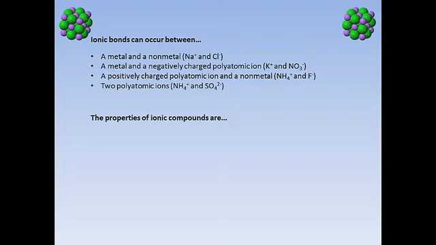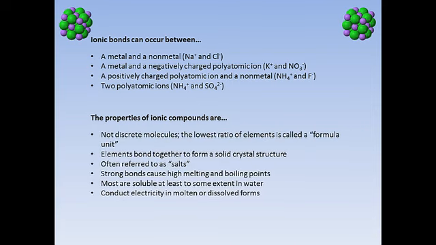The properties of ionic compounds are that they are not discrete molecules. The lowest ratio of elements is called a formula unit. The elements bond together to form a solid crystal structure. Note the pictures in the upper corners of your screen. They are often referred to as salts.